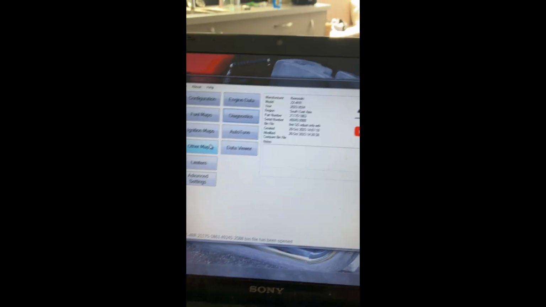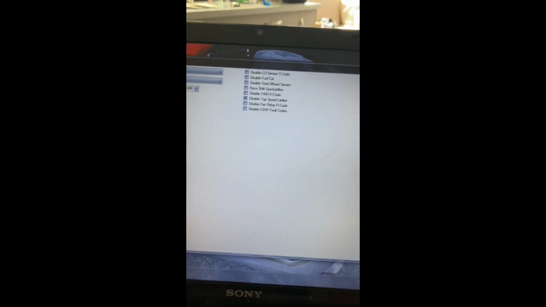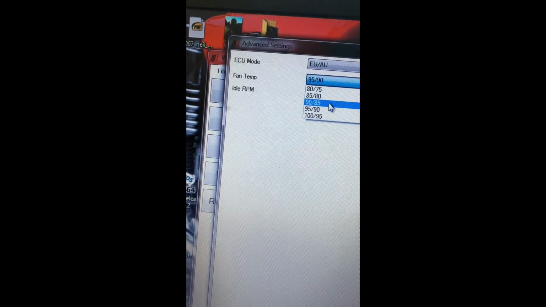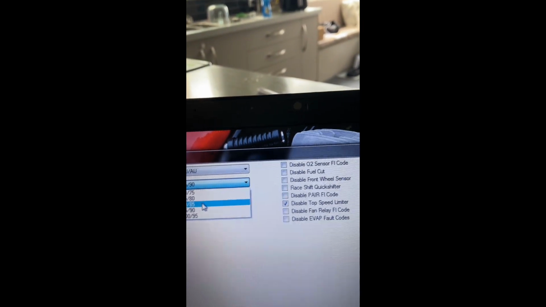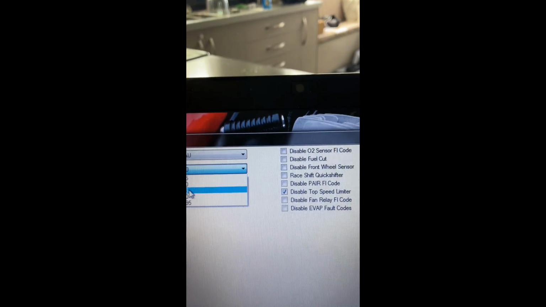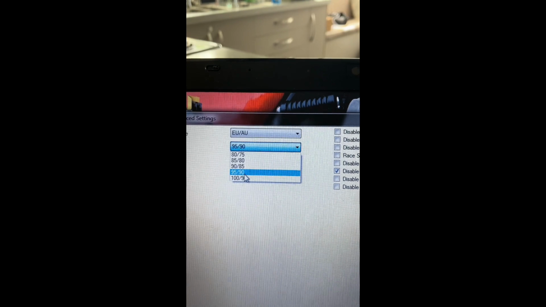So another little part of the Woolich thing, the advanced settings. This is where you can change when your fan comes on and off. Factory is 90/95. We actually lowered that to 90/85, meaning the fan comes on 5 degrees earlier. So it comes on at 90 and then it will turn off at 85. The current factory setting is it comes on at 95 and then turns off at 90.